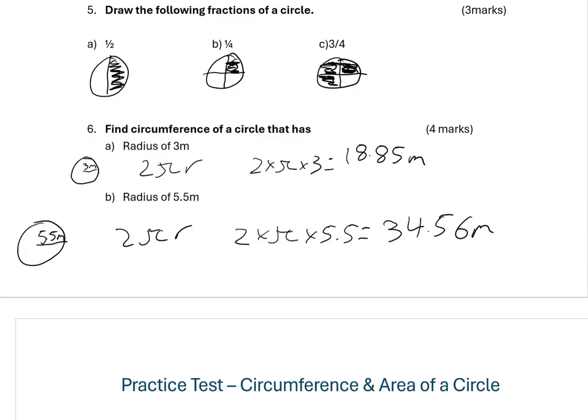For question 6, find the circumference of a circle that has a radius of 3 meters. The circumference formula is 2 times pi times r. So it's got a radius of 3, it's just 2 times pi times 3. And for the next one, exactly the same thing, except it's got a radius of 5.5, so 2 times pi times 5.5. And that gets your answer.